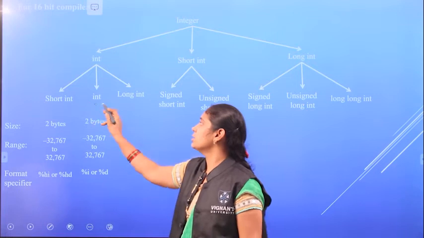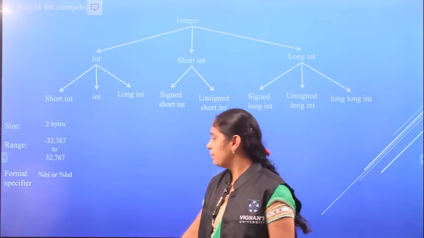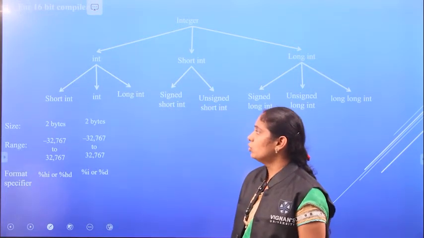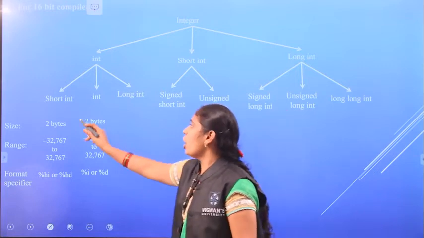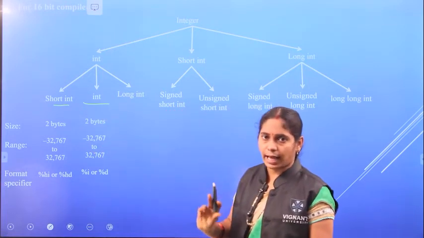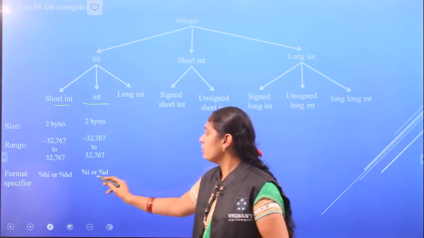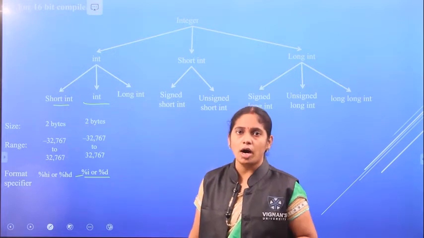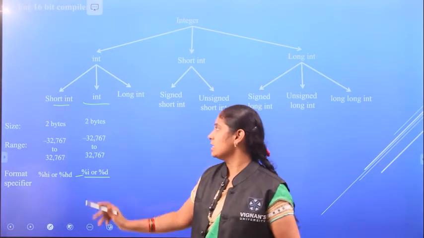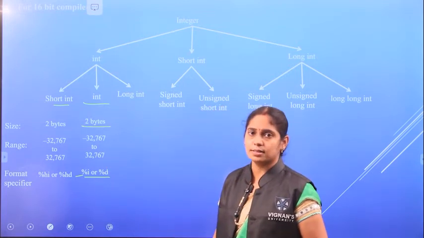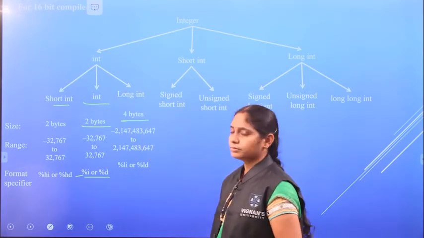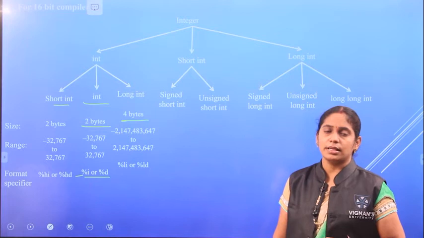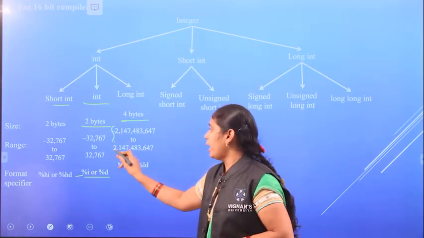Then see the next one. Next one is integer. Integer type. So what is the size of this integer? It is equal to 2 bytes. So short int is equal to integer. The size, range and the format specifier are the same. Either we can use it as %i or %d. So the size of integer is also 2 bytes. See the next, long int. The size of this is 4 bytes.